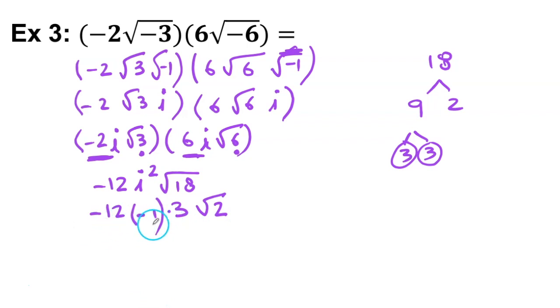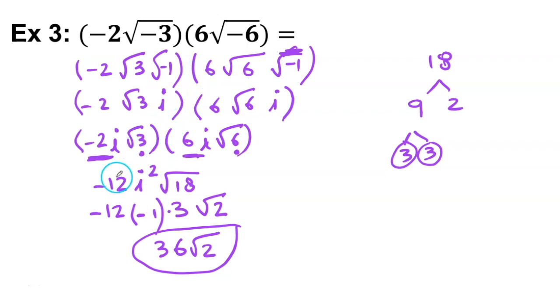Now let's do all this. So I have -12 times -1, that's going to be +12, times 3 gives me 36, and the square root is the same. And that will be my answer. So when we're doing radicals, especially with negative numbers on the inside, we have to be careful. Please do not skip steps. Don't jump all over the place. One step at a time.